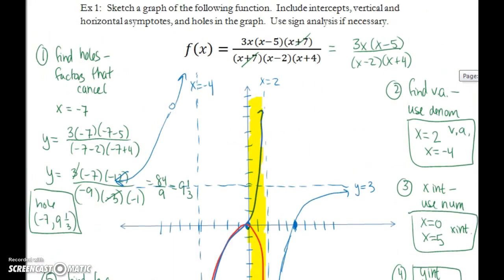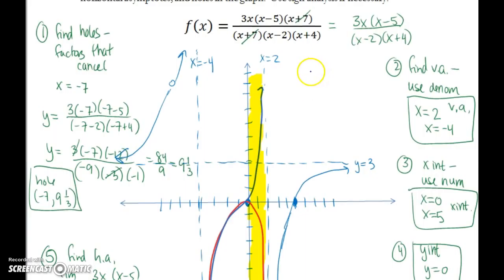So if we choose x equals 1, we're going to do a little bit of a sign analysis to see if our graph is positive or negative when x equals 1. So if we plug in x equals 1, our numerator is 3 times 1, which is positive. And then we plug in 1 for the second x, so 1 minus 5, which is negative. And then we plug in 1 for the denominator, so 1 minus 2, which is negative, and 1 plus 4, which is positive.